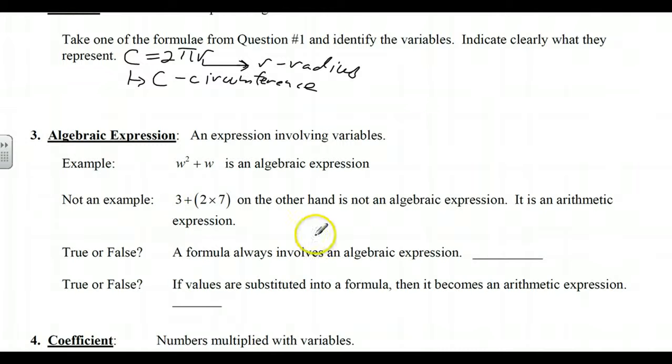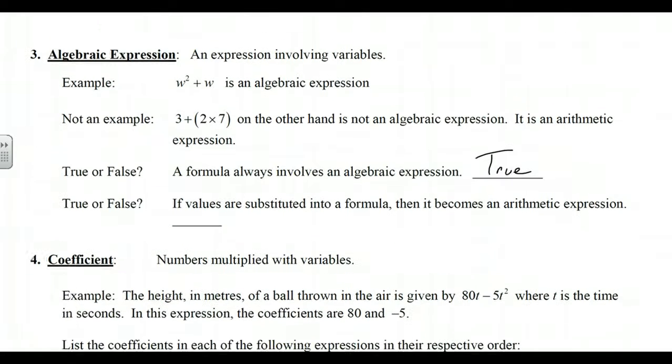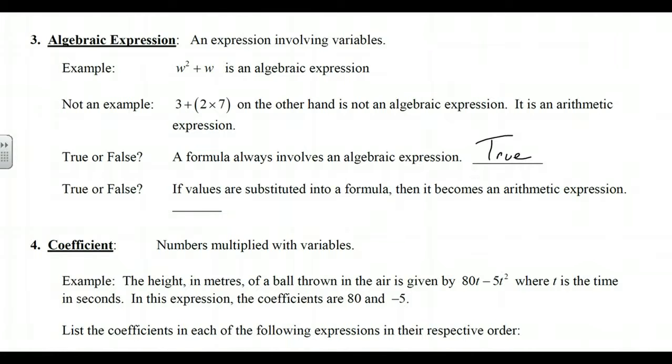True or false? A formula always involves an algebraic expression. True. Right? Because otherwise it would be an arithmetic expression, and then it's not a formula, it's just something we would be evaluating. If values are substituted into a formula, then it becomes an arithmetic expression. Also true, because then we can evaluate it and find out what the answer is.